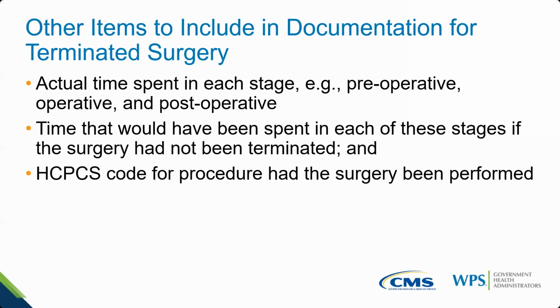Indicate the time that would have been spent in each of these stages if the surgery had not been terminated. And finally, include the HCPCS code for the procedure had the surgery been performed. We want to know what was planned and what should have been performed, what was terminated. Of course, this is going to be the HCPCS code or CPT code that appears on your claim along with the modifier 73 or 74. But these are all items that should be included in your documentation.